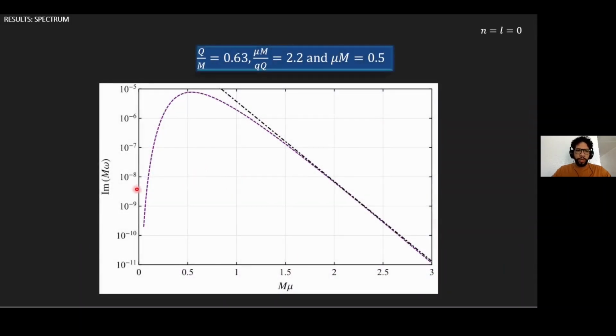Here we show the growth rate for large values of the mass coupling. For comparison, we show this guideline, and we can observe that for large values of the mass coupling, the growth rate decays exponentially. The exponential fall-off suggests that the near horizon region is separated from the potential minimum by a potential barrier.